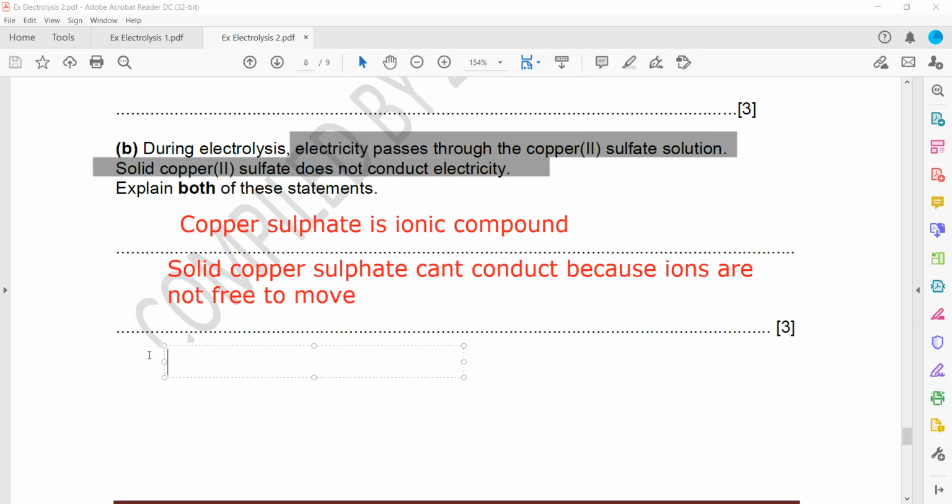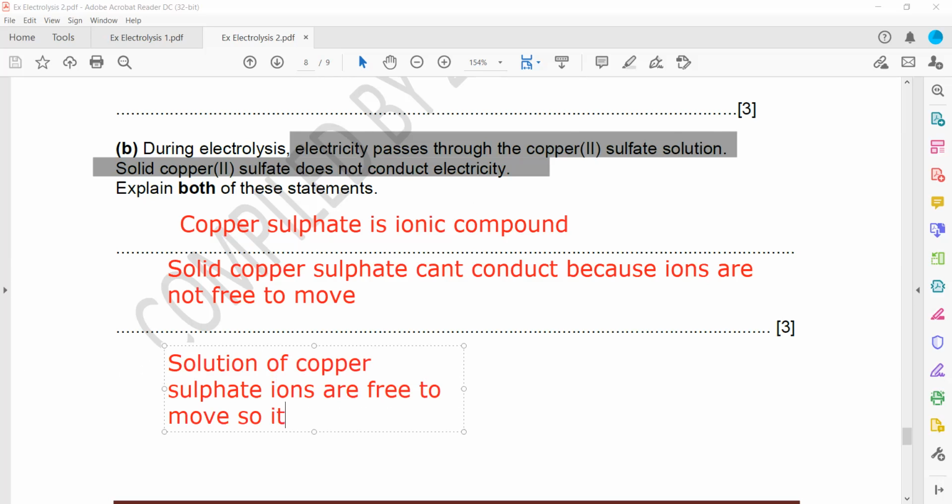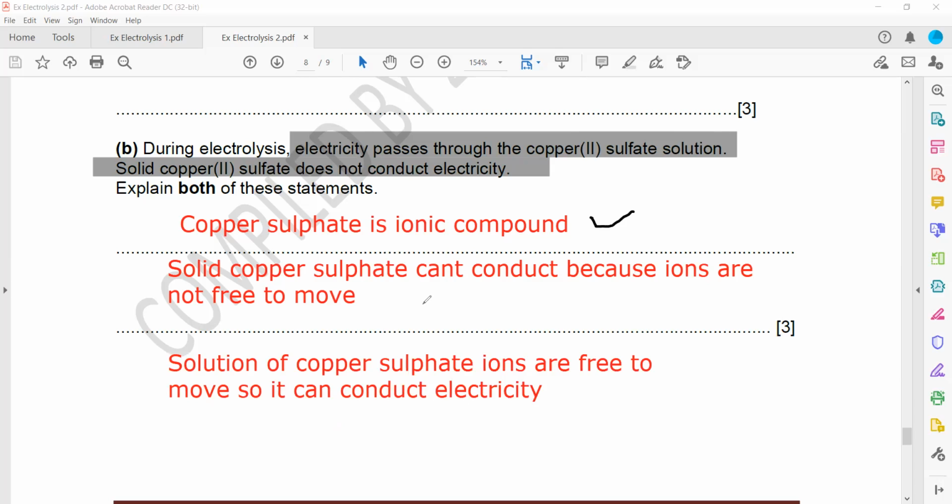But in a solution of copper sulfate, ions are free to move, so it can conduct electricity. That's how you'll score the 3 marks. Number 1, copper sulfate is an ionic compound. An ionic compound in a solid state cannot conduct because ions are not free to move. But in a solution, ions are free to move. That's why it can conduct electricity.